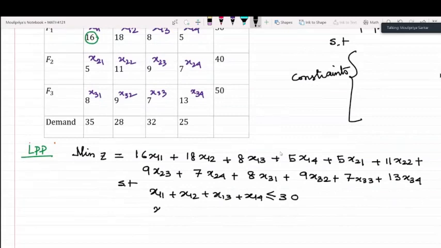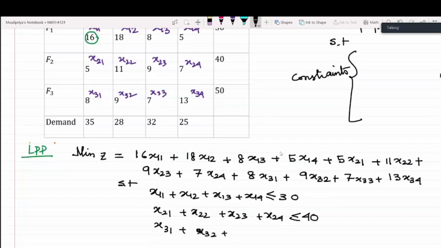Similarly, you have x21 plus x22 plus x23 plus x24 less than or equal to 40. x31 plus x32 plus x33 plus x34 less than or equal to 50. Any other constraint that you can think of?